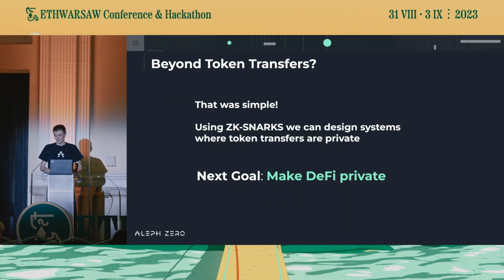Right. So this was simple, right? Using these simple tricks like the ZK snarks, we managed to make a token transfer system which is really private, or at least kind of private. So let's do something even better, right? Let's make the whole DeFi private, because that's what we would like to do.